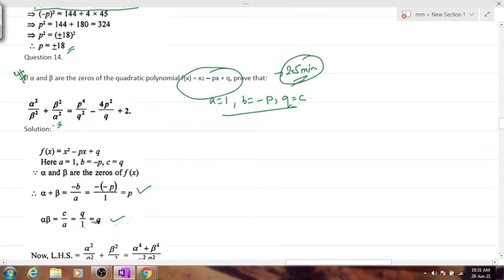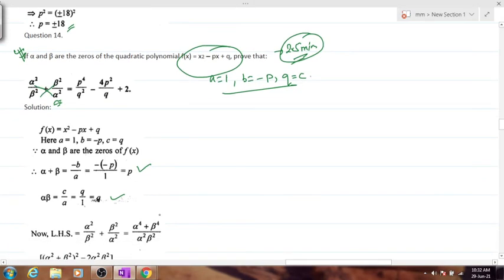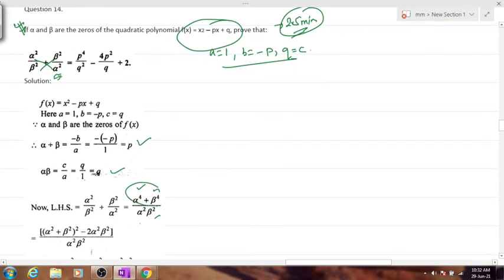Then your LHS is this one, so we'll solve LHS first. We take the LCM, we'll get alpha square plus beta square over alpha square beta square. Is there any doubt? Now, do we know the formula for alpha to the power 4 plus beta to the power 4? Yes or no?